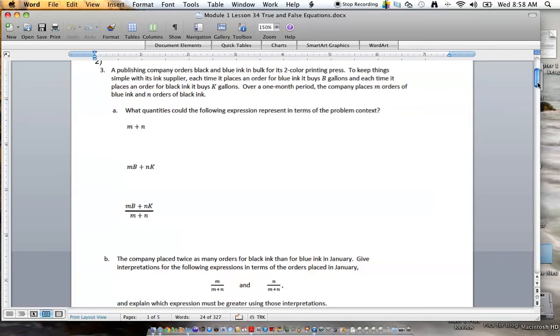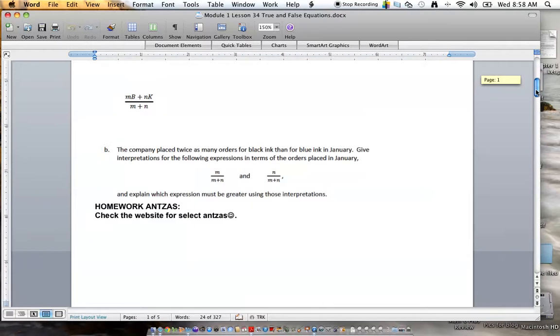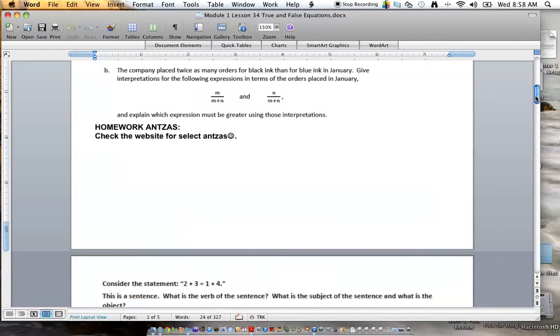The company placed twice as many orders for black ink than for blue ink in January. Give interpretations of the following expressions in terms of the orders placed in January. Well, M over M plus N, and what I could say for sure is that the one on the left, because M was blue ink, right? Had to be greater than the other one, okay? That's the big thing I have to say, because they placed more orders.